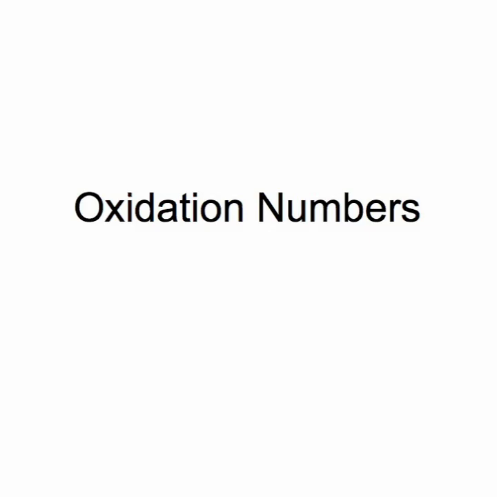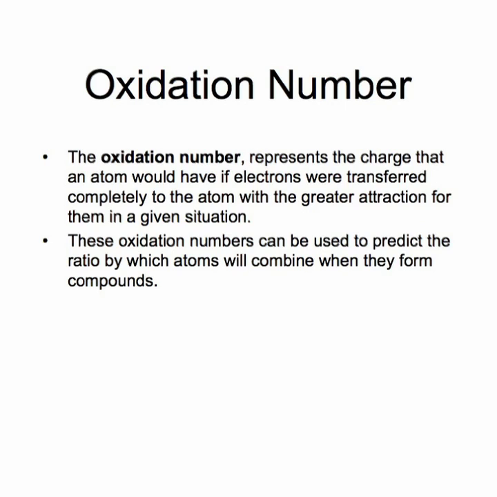In this podcast, we're going to be discussing oxidation numbers. So what is an oxidation number? The oxidation number represents the charge that an atom would have if electrons were transferred completely to the atom with the greater attraction for them in this given situation. These oxidation numbers can be used to predict the ratio by which atoms will combine when they form compounds.